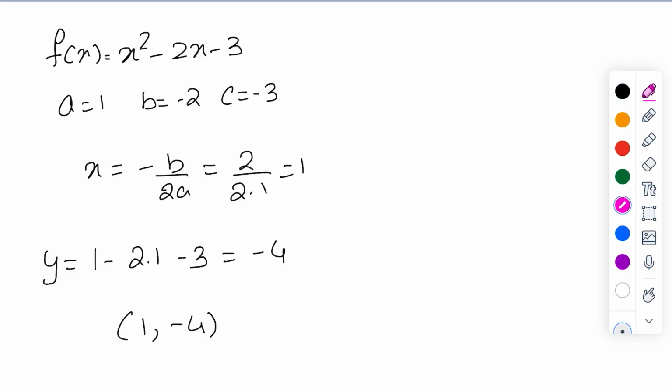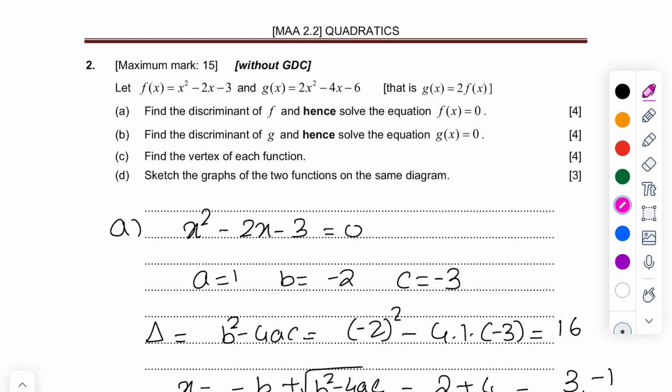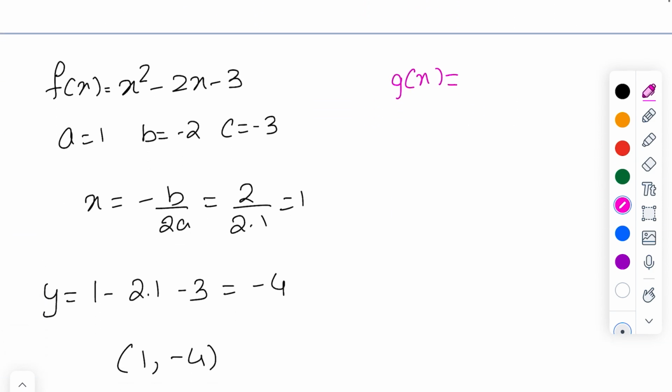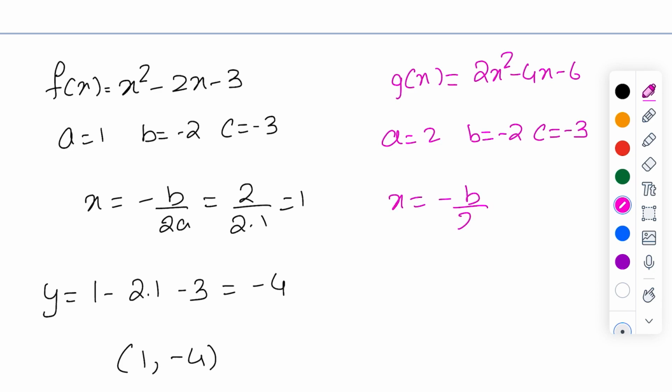Now coming to g of x. g of x is nothing but how much? 2x square minus 4x minus 6. So a equals 2, b equals negative 4 and c equals negative 6. So what is the x coordinate? Minus b upon 2a, which is 2 times 2, minus b. b is negative 4. So it becomes 4 upon 4, which is going to be 1.